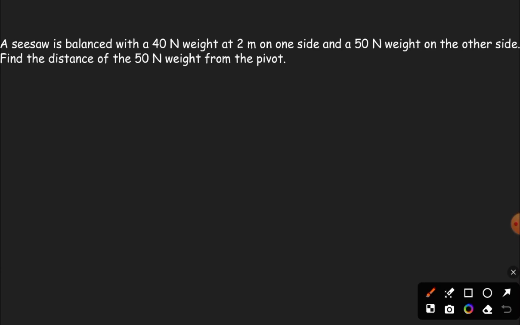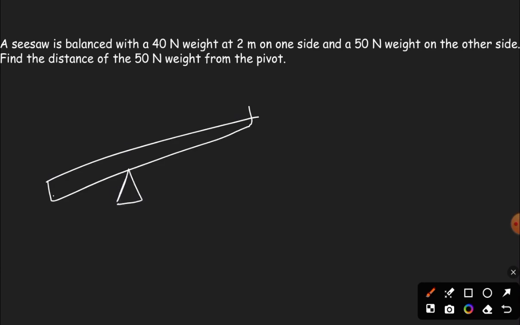A seesaw is balanced with a 40 Newton weight at 2 meters on its side. So, 40 Newton at 2 meters. So the seesaw is balanced with a 40 Newton weight at 2 meters on one side and a 50 Newton weight at the other side.